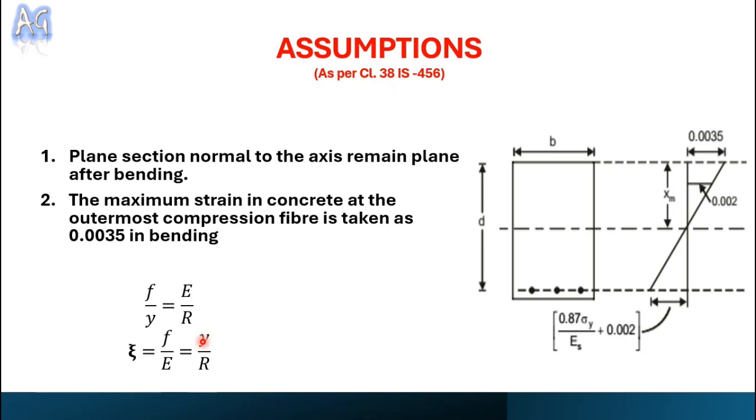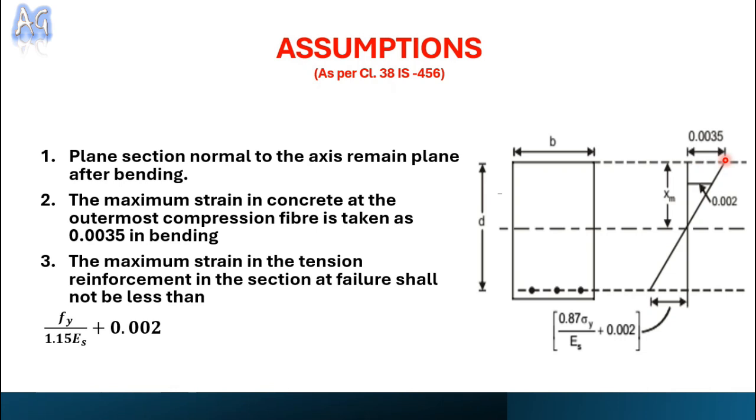Y is nothing but the distance of the element. So if we consider an element which is the extreme fiber, at this time the Y value will be higher, and we will also get the higher strain value. So from this equation it is clear that the strain diagram will be linear, and we will get the maximum strain value at the outermost fiber. So that's why at the outermost fiber we are considering the maximum strain value, that is 0.0035.